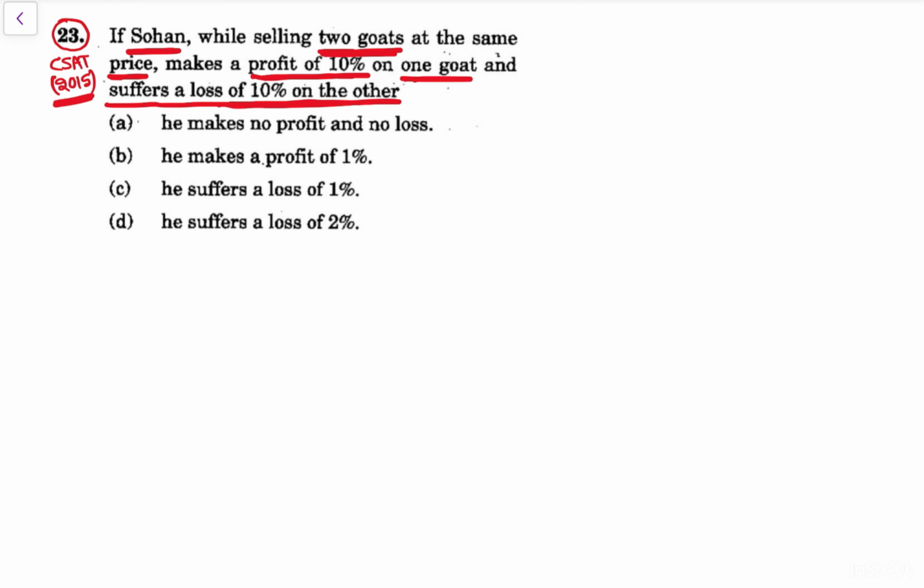See, while selling two goats at the same price, that is, SP of goat 1 is equal to SP of goat 2, right? Let's take the selling price of goat 1 as Y1, and let's take goat 2 also as Y1. Both are equal. That is, goat 1 he sold for say 100 rupees, and goat 2 also he sold for 100 rupees. Now, makes a profit of 10%.